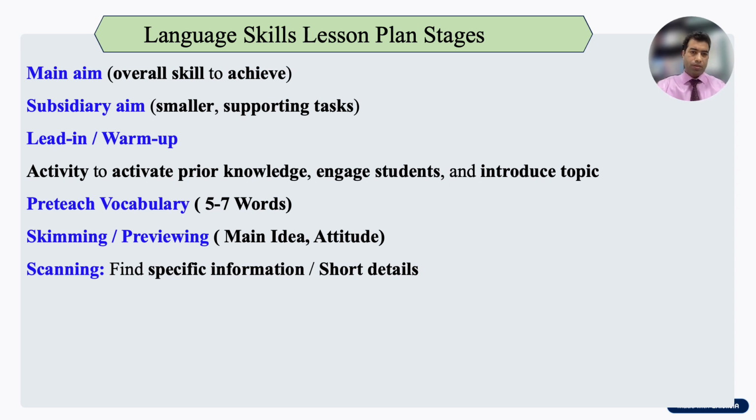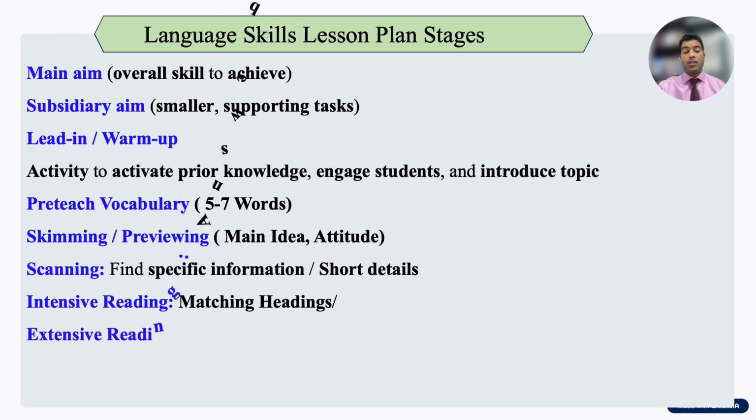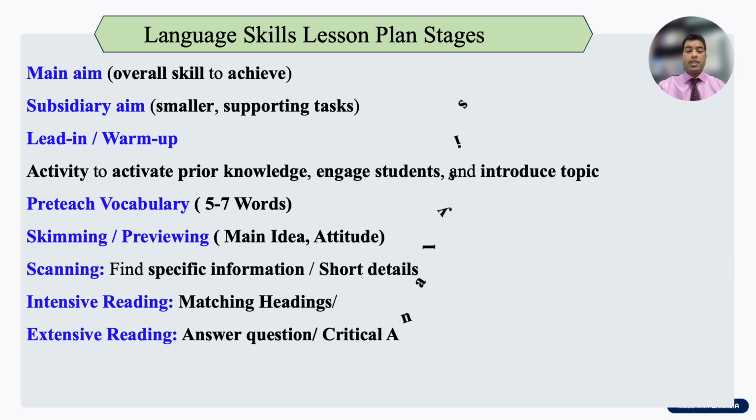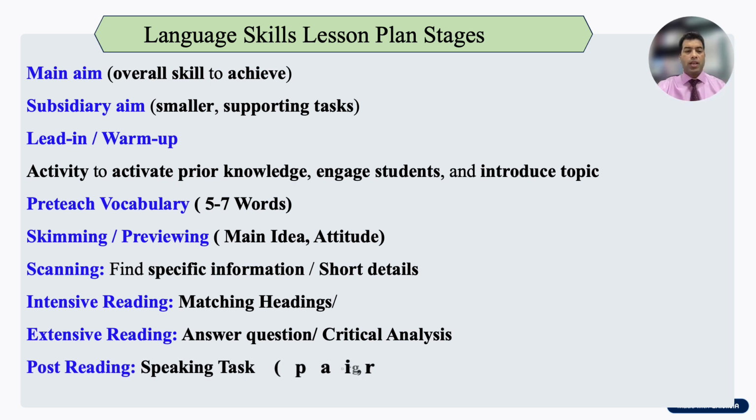At this stage we will ask students to give specific information, short details, maybe through true/false, fill in the blanks, or question answers. Then comes the intensive reading stage, for example matching the headings, which we ask students to do, and then extensive answer questions or critical analysis. At this stage students can reflect more and give more ideas about the text in detail. Post reading can be a speaking task or a writing task, and at this stage students will reflect or write.